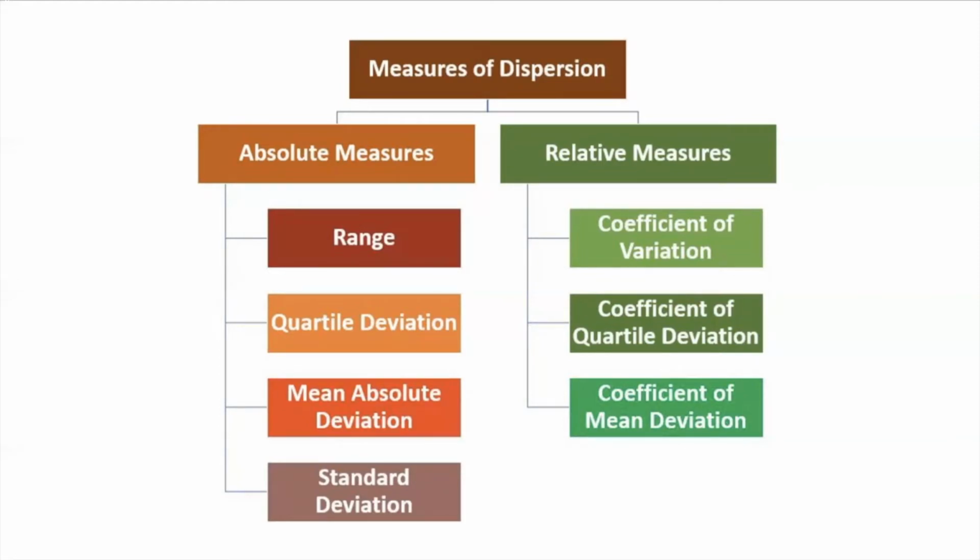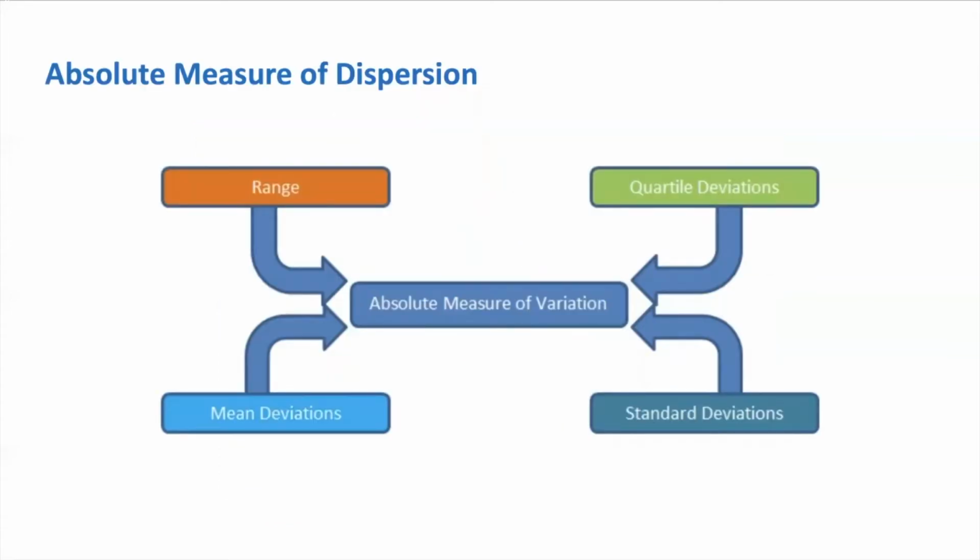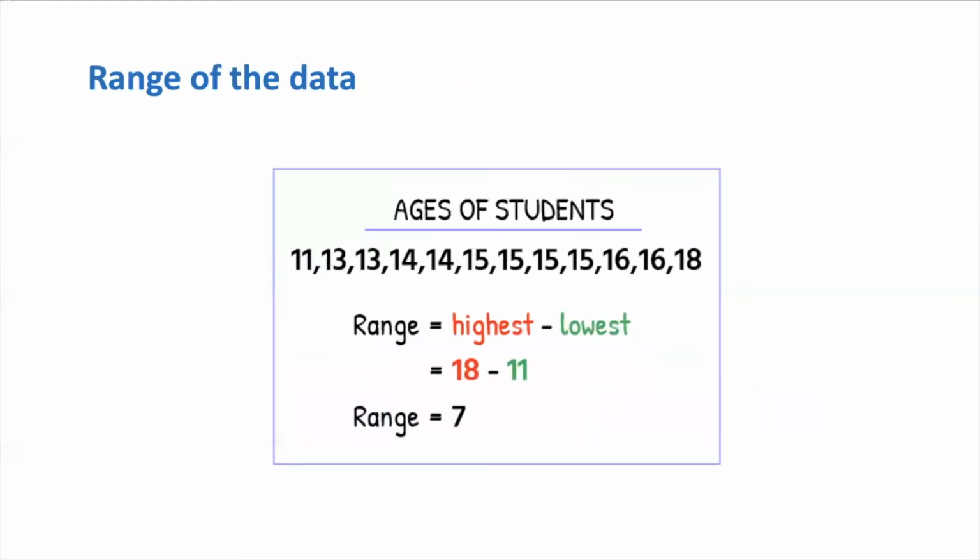The measure of dispersion can be broken into absolute measure and relative measure. At first, what is absolute measure of dispersion? An absolute measure of dispersion contains the same unit as the original data set. In simple words, the absolute dispersion method expresses the variation in terms of the average of deviation of observations, like standard or mean deviation. We can further break down absolute measure of variation into four types: range, quartile deviation, mean deviation, and standard deviation. So let's start with range of the data.